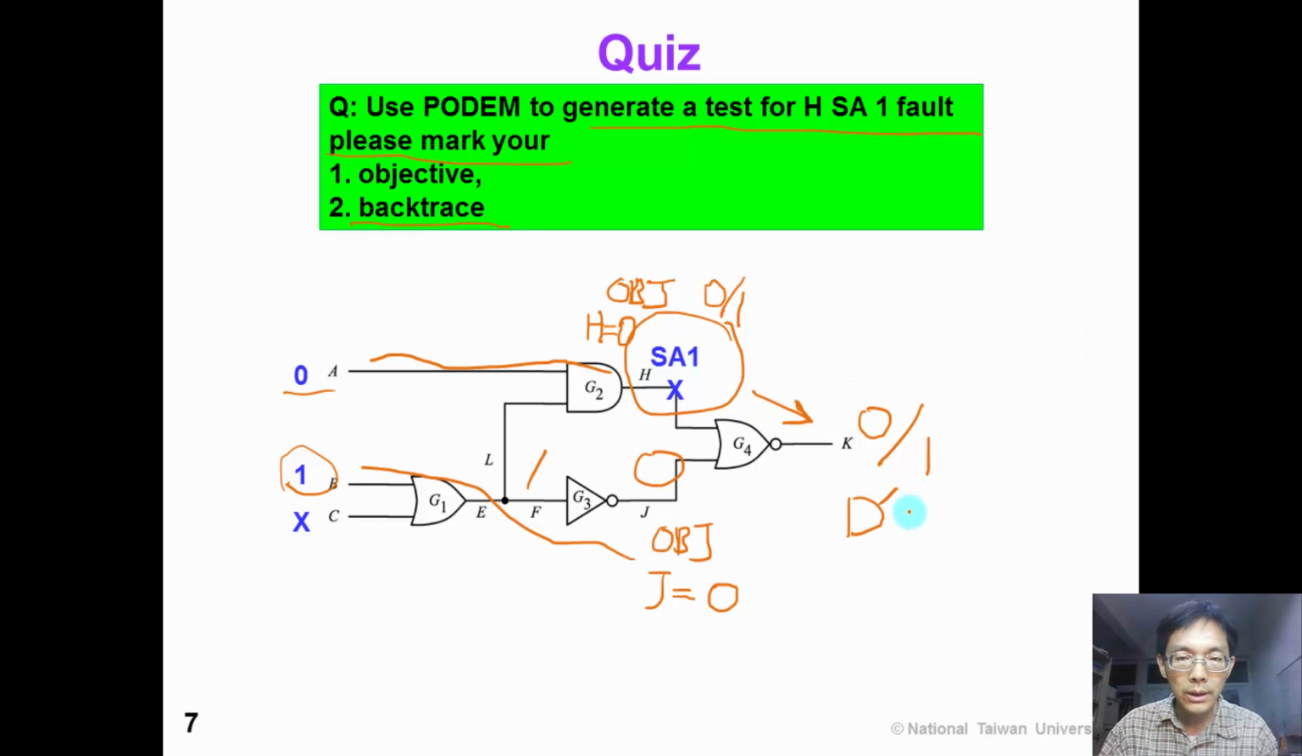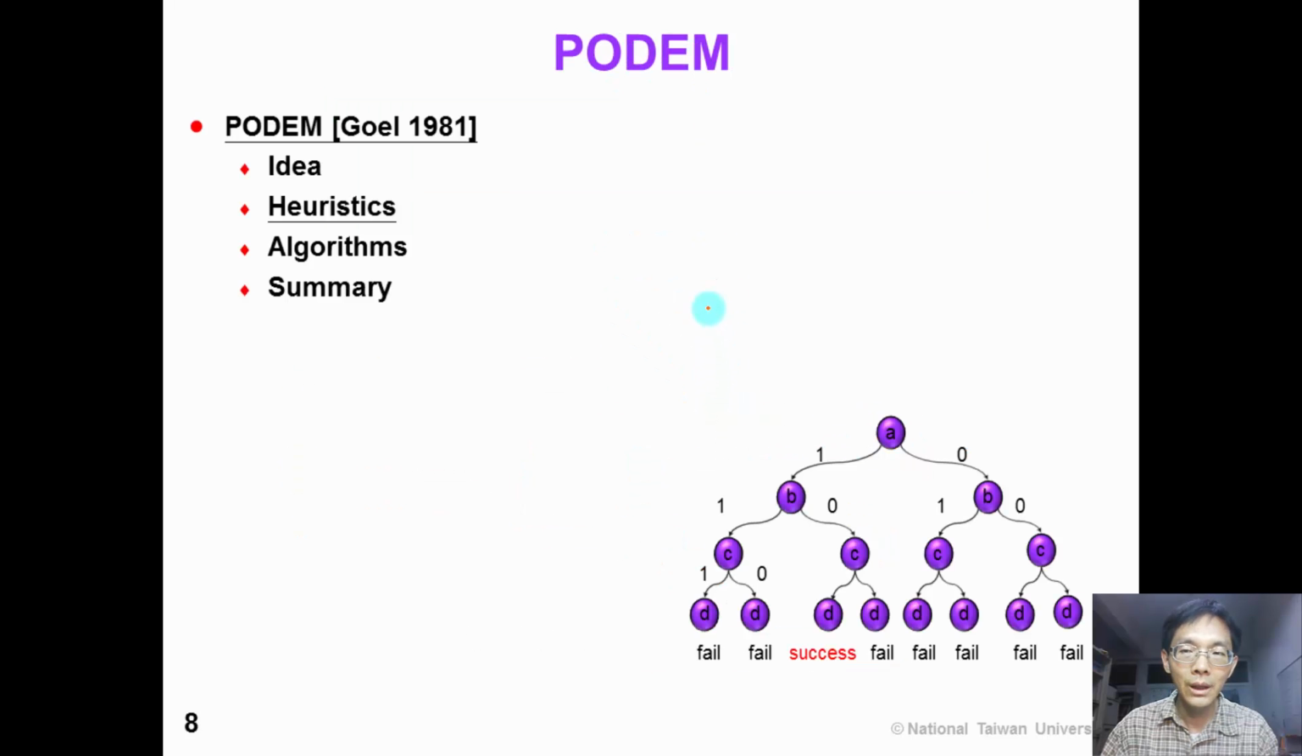K, so we generate a test using the PODEM algorithm. During the process, we have 2 objectives and 2 backtraces. Have you got it correctly? Now we will introduce 3 heuristics proposed by the PODEM algorithm.